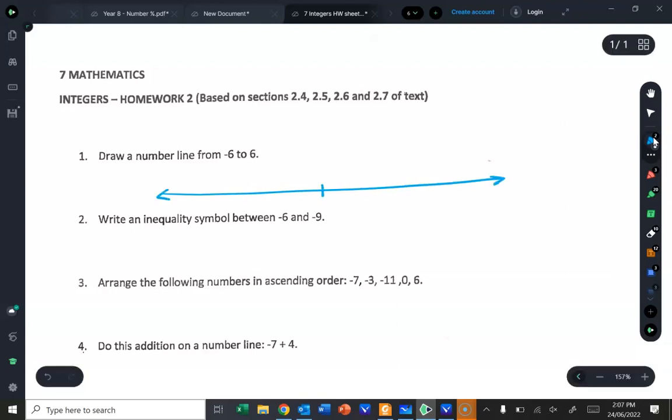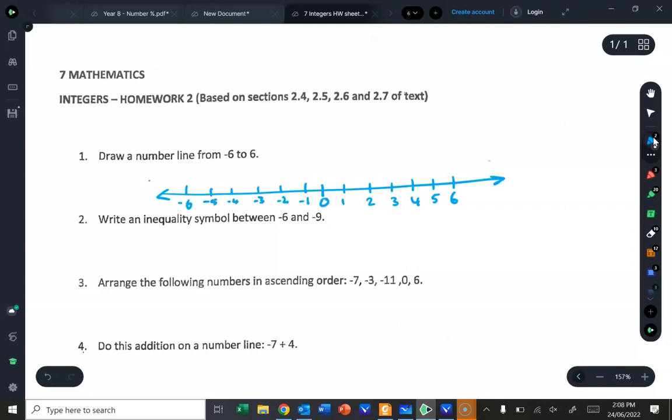Remember that not always, but usually, 0 is a good one to put in the middle. Don't go too crazy. If it's telling you to draw a number line from -6 to 6, don't go drawing it to 20 or something crazy like that. Roughly even spacing: 1, 2, 3, 4, 5, 6, and that is -1, -2, -3, -4, -5, -6.